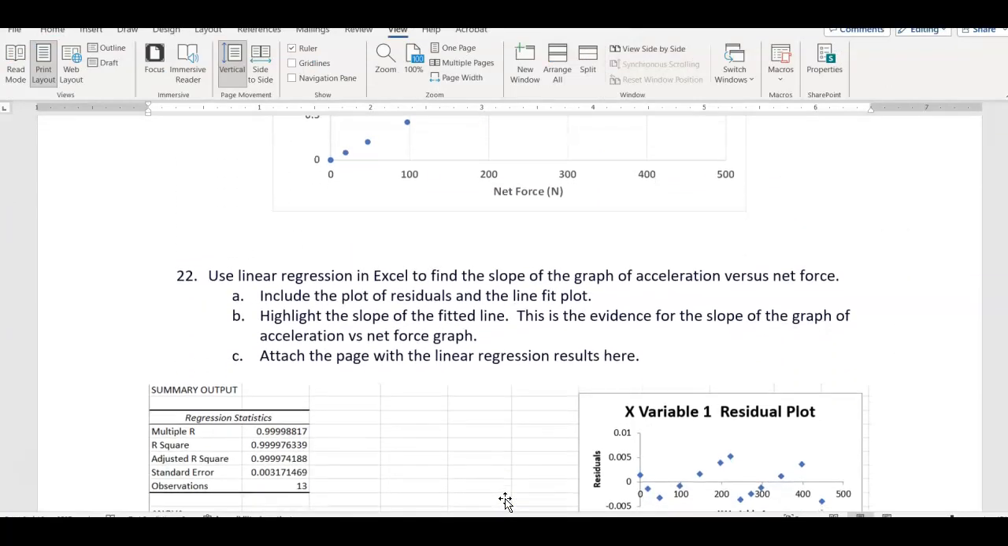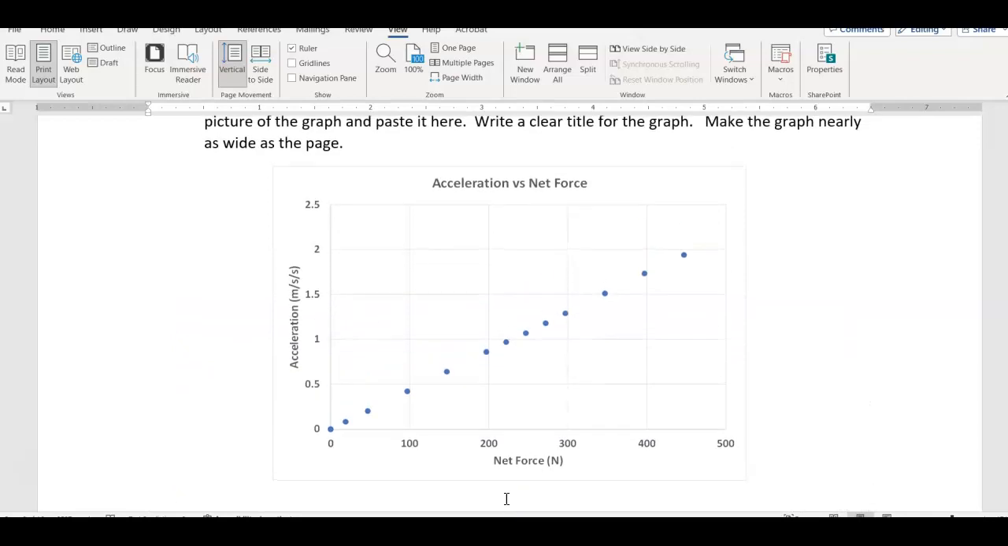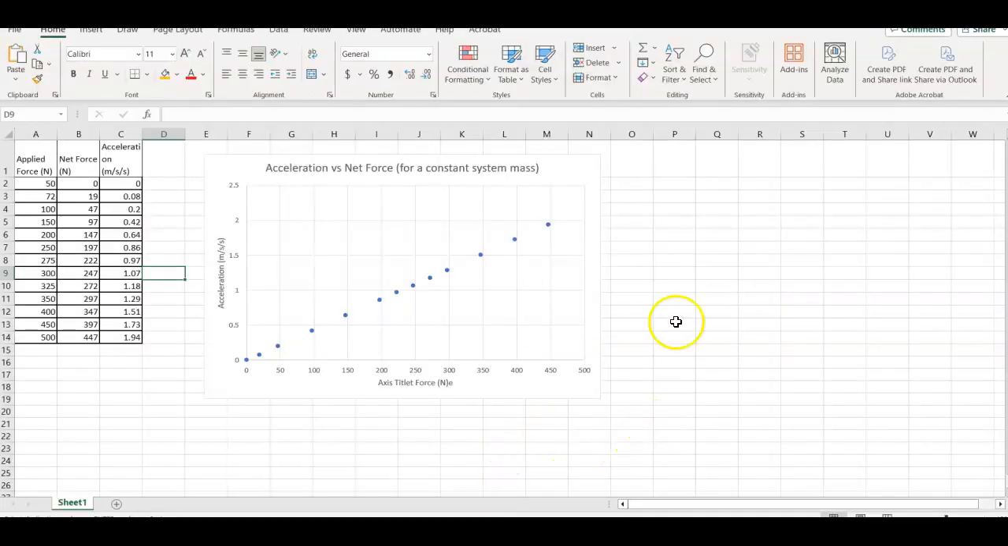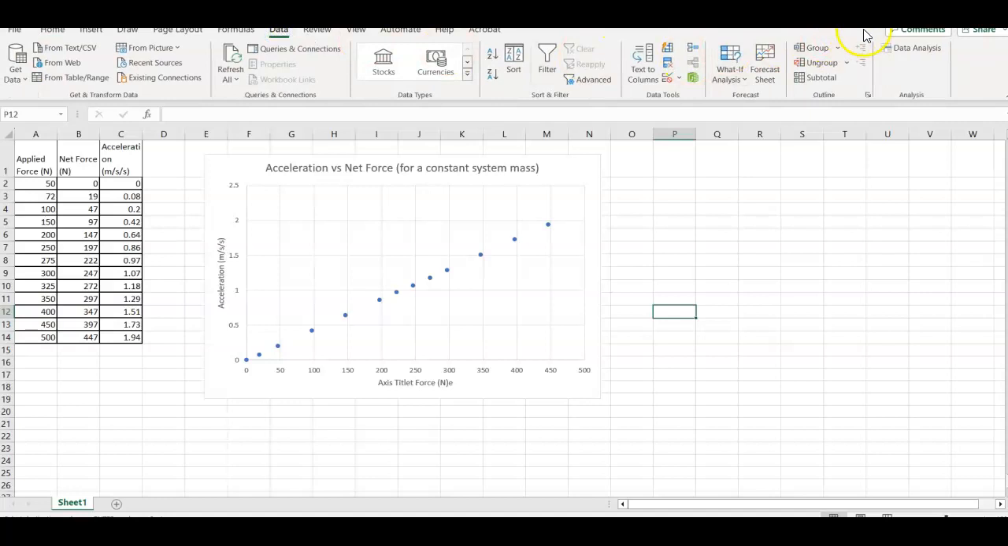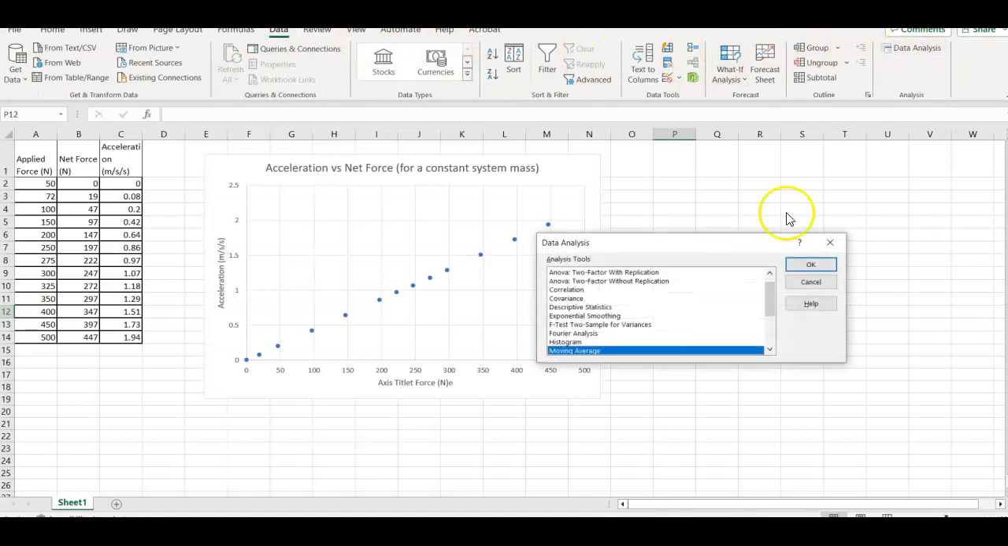report. Now that I have a nice linear graph, notice the shape of this, I want to fit a line to it so that I can write an equation that represents this data. I need to get a slope, so I'm going to do linear regression. I'll go to the Data tab, to Data Analysis, and choose regression.